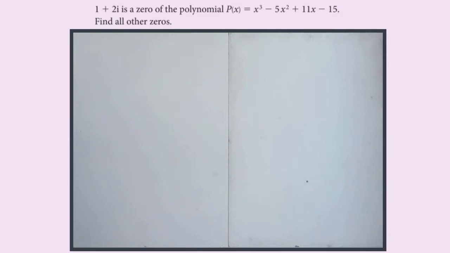1 plus 2i is a 0 of the polynomial p of x equals x cubed minus 5x squared plus 11x minus 15. Find all other zeros. So when it says all other zeros, this is a cubic polynomial, so it has a maximum of 3 roots, right? Well, it has exactly 3 roots if you take complex roots into account. So if 1 plus 2i is a 0, then that means that's a complex root. Then that means its conjugate is also a 0.